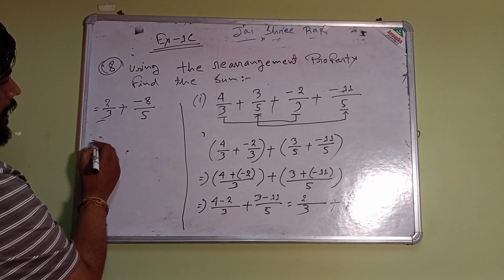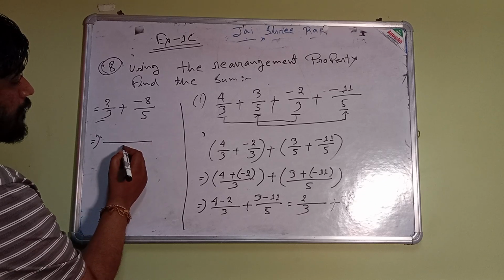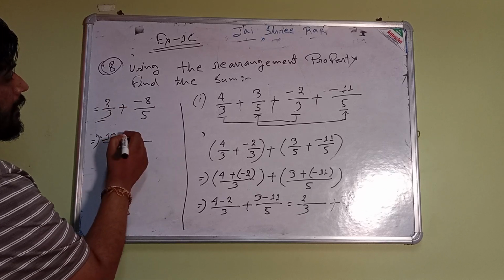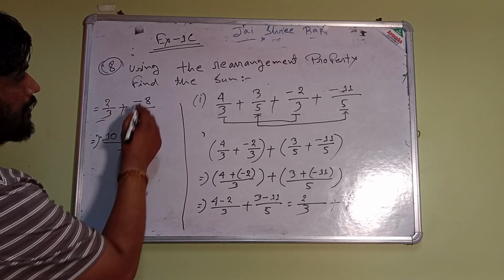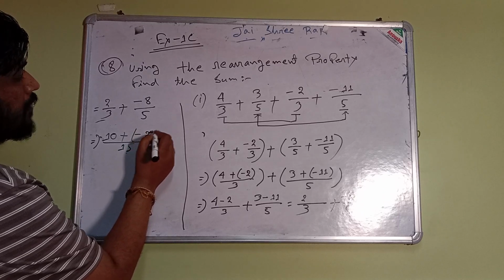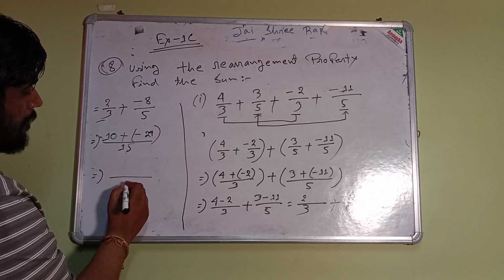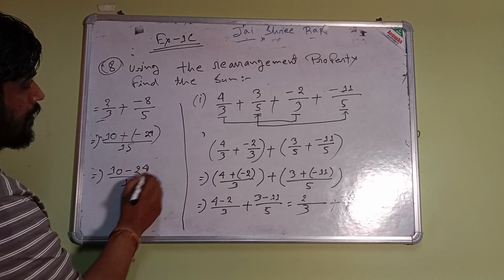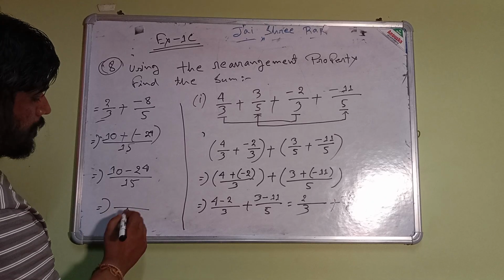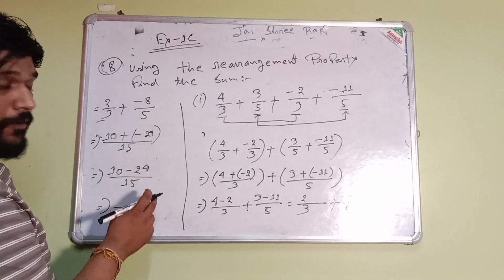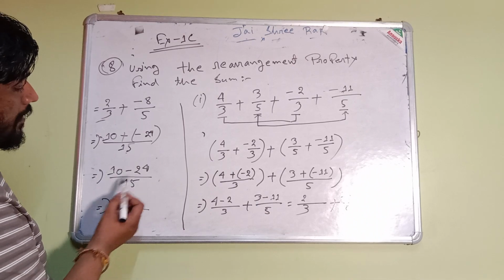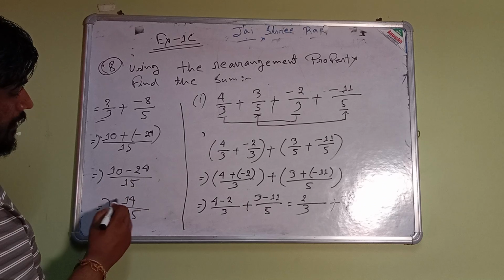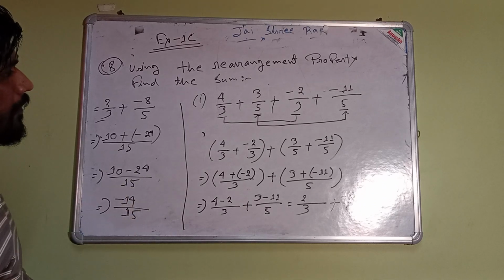Now take the LCM of 3 and 5. The LCM of 3 and 5 is 15. 3 fives are 15, 5 twos are 10. Then plus, 5 threes are 15, 3 eights are 24, that is minus 24. So 15, then 10 plus (-24). Since the signs are different, you have to do subtraction, 10 and 24. The answer will be 14. Which sign is greater? Minus. So the actual answer is -14/15.